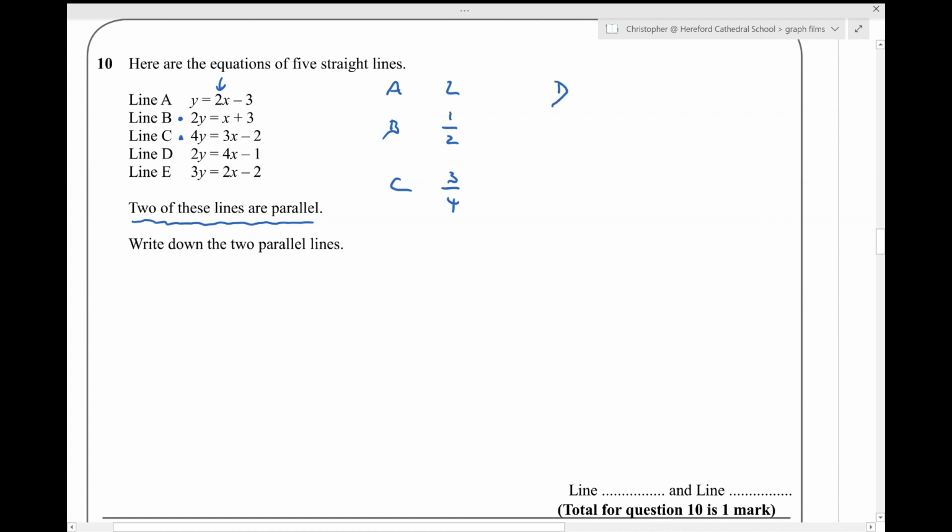Line D. Here's line D. I've got to divide everything by 2, so the coefficient of x would be 4 divided by 2, which is 2. And line E. I don't think I need to worry about line E anymore, but still, let's do it. To make y the subject, I'd need to divide by 3, so the coefficient of x would be 2 over 3, so it would have a gradient of 2/3. Now I'm looking for the two lines which are parallel, so two lines which have the same gradient. So of course my answer is line A and line D, as they both have a gradient of 2.